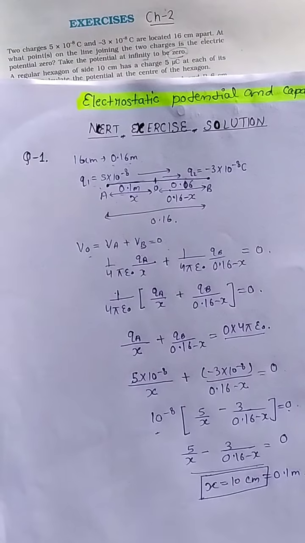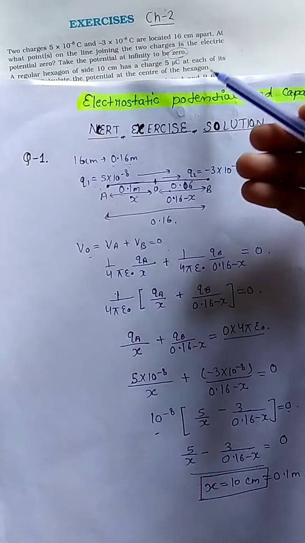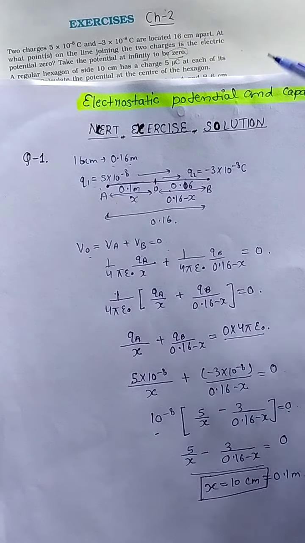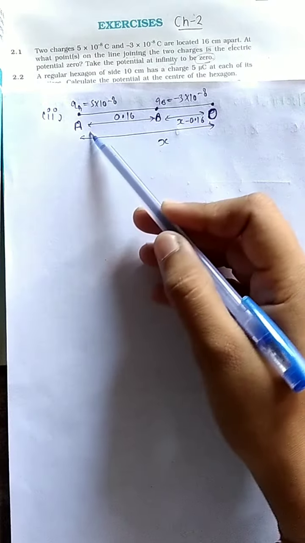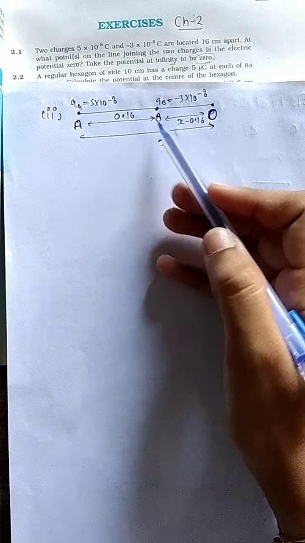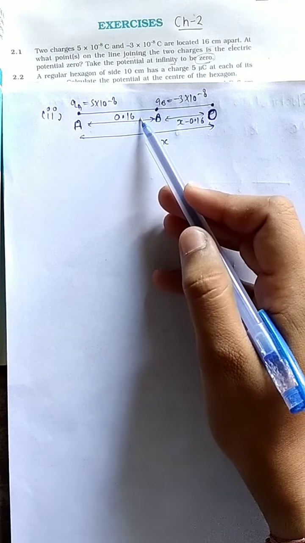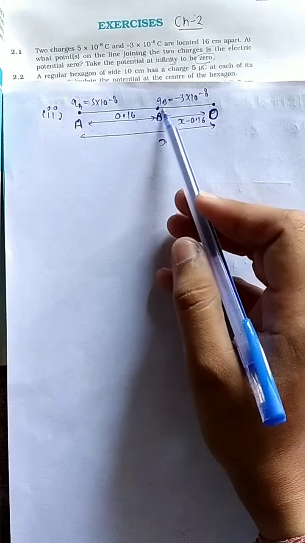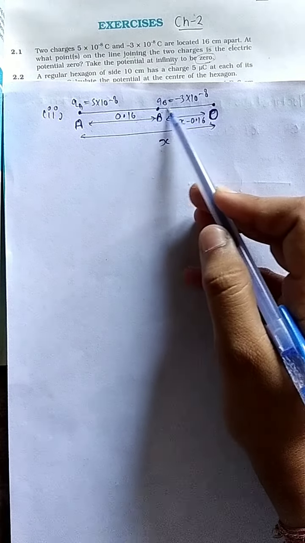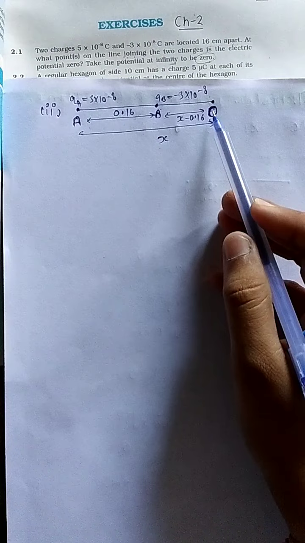Now going to the next part of this question: take the potential at infinity to be 0. We have to take the potential at infinity as 0. This is point A and this is point B, which are 0.16 meter apart from each other, and the charge QA is 5 into 10 power minus 8. Charge at B, that is QB, is equal to minus 3 into 10 power minus 8.